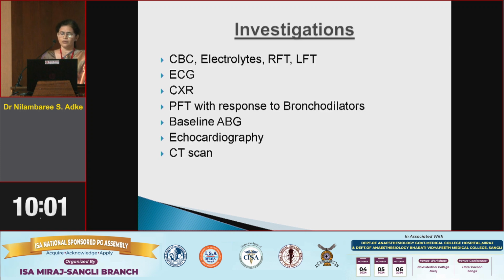Now, how to proceed for his laparoscopic surgery. Routine investigations we do are CBC, electrolytes, RFT, LFT, and specifically we look at ECG and chest X-ray. Then pulmonary function tests are important. Here the bedside PFTs will help us to get a general idea, like the simple ones as madam mentioned. Breath-holding time will help us know his cardiorespiratory reserve, basic reserve. And a baseline ABG is a must; echocardiography and thoracic CT scan will help us know the severity of the lesion.